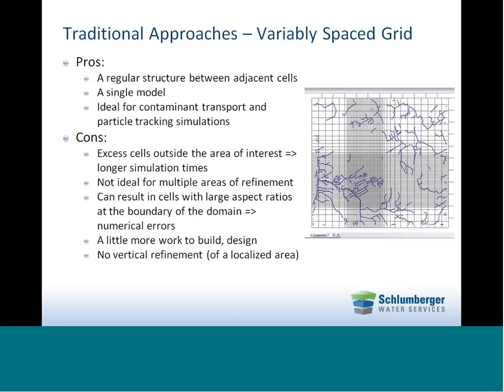It's not ideal if you need to do multiple areas of refinement, so for example, multiple well fields at different spots in the model domain. Essentially, you'll just end up with a globally refined grid anyhow. It can also result in cells with large aspect ratios or adjacent cells, so for example, tall and skinny cells beside uniform cells or short and fat cells, and this can result in instabilities and numerical errors. It's a little bit more work to build, although the GUIs that are available make this pretty easy in design. The other drawback is that you can't have any vertical refinement in the local area of interest.